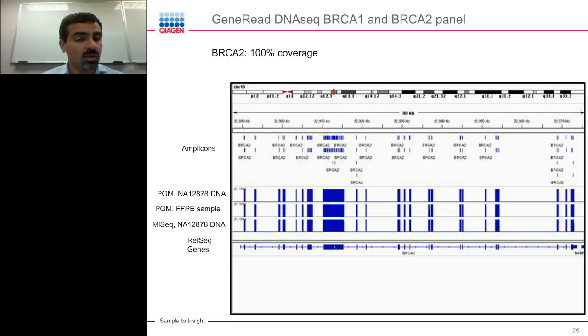So again, we've used this NA12878 DNA, which is being developed as a reference, and it's considered high quality DNA. With high quality DNA, we can get an excellent degree of uniformity, and also when we look at FFPE samples, we still get a high degree of uniformity even with those low quality DNA. So whether you're using high quality DNA or low quality DNA, you can still get pretty good enrichment for the BRCA1, BRCA2 genes using the BRCA1, BRCA2 panel.